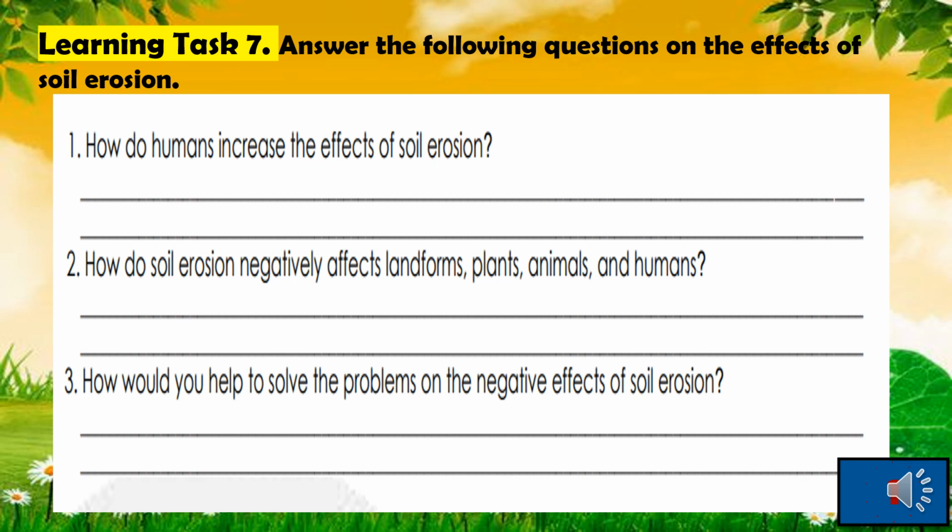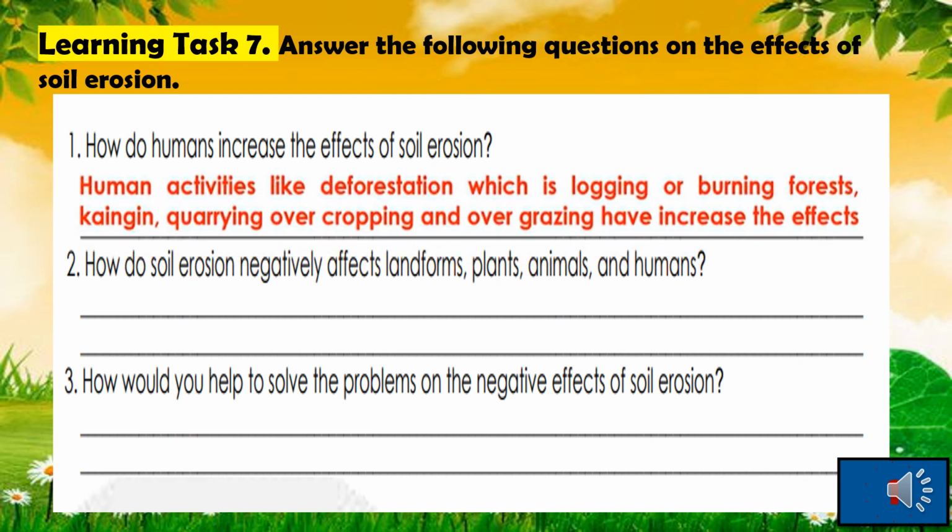Let us now answer learning task 7. And for number 1, here is my sample answer. Human activities like deforestation, which is logging or burning forest, kaingin, quarrying, overcropping, and overgrazing have increased the effects.